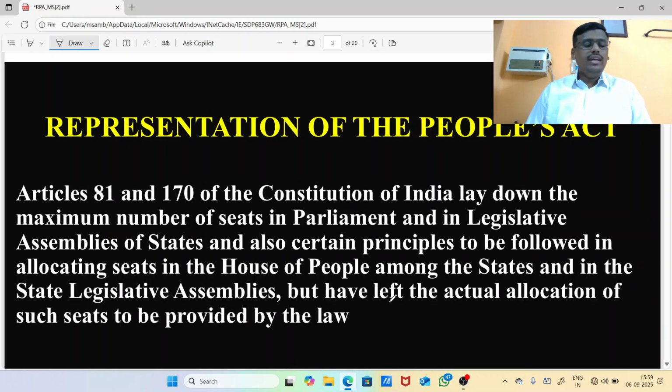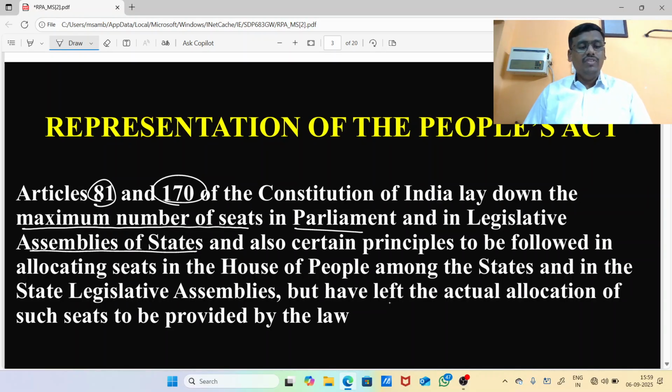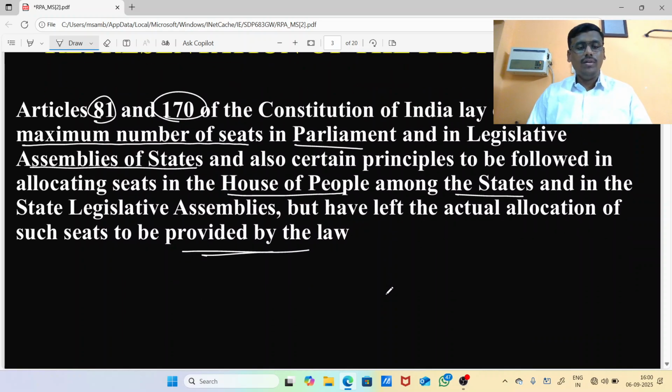So, Articles 81 and 170 of the Indian Constitution lay down the maximum number of seats in Parliament and legislative assemblies of the states. So it determines the maximum number of seats to be filled in Lok Sabha and the state legislative assemblies. And it also lays down some of the principles for allocating seats in the House of the People, which is the Lok Sabha, among the states. In state legislative assemblies, it is provided by law. So seats are allocated by law.